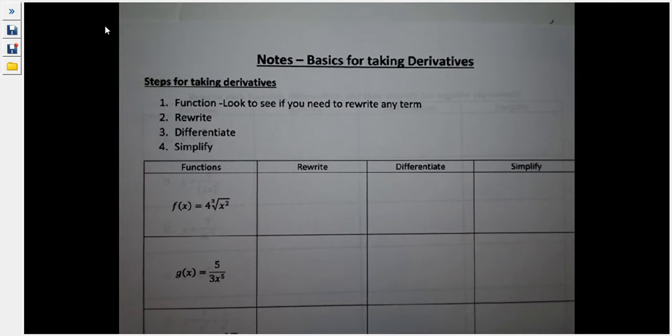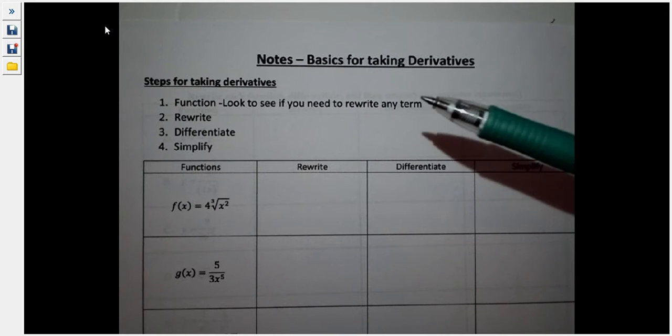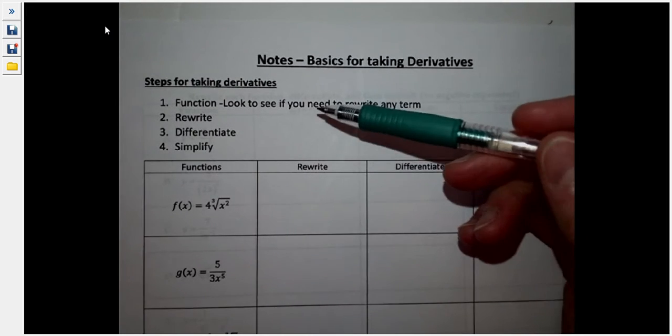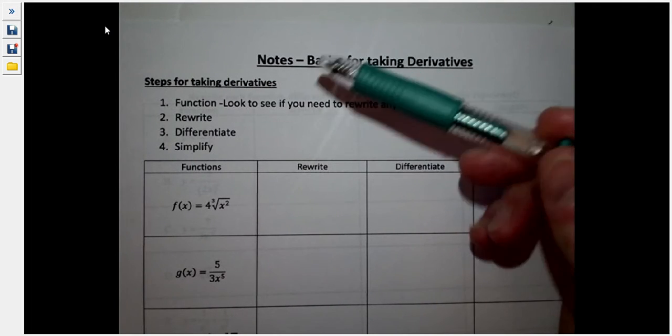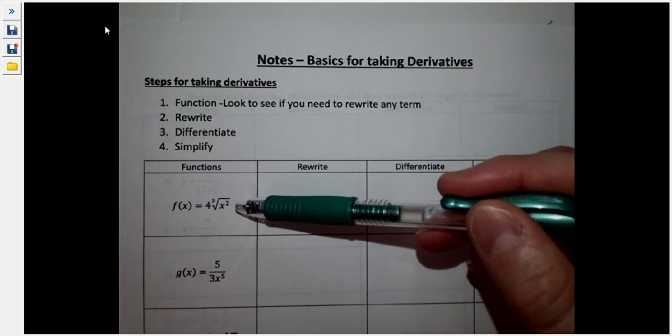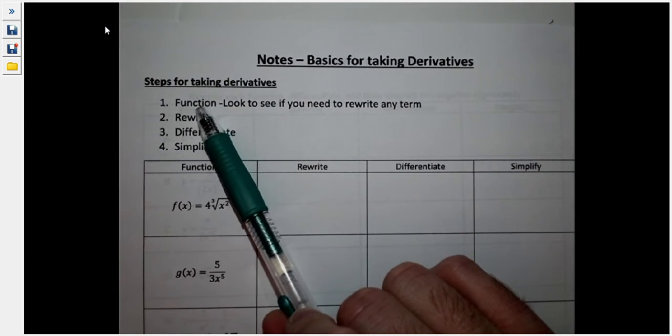Okay, so for today, what we're looking at is the basics for taking derivatives. There's 4 steps that we always do whenever we go to take a derivative. We don't want to just start throwing derivative rules at something until we look at it as a whole. So the first thing is look at the function.